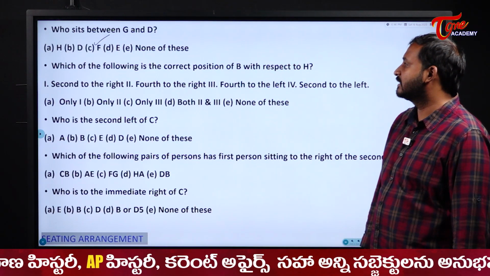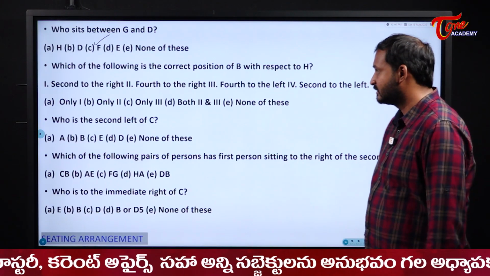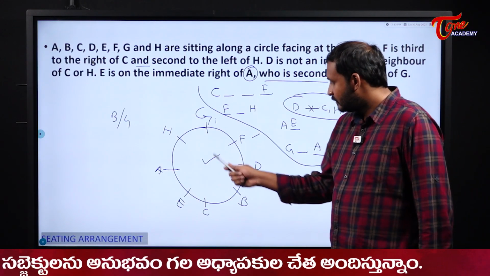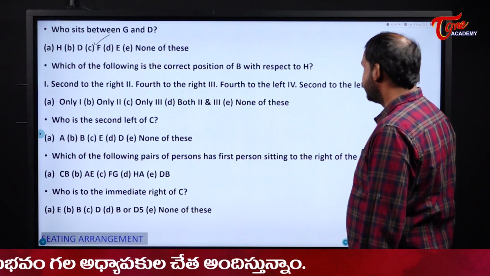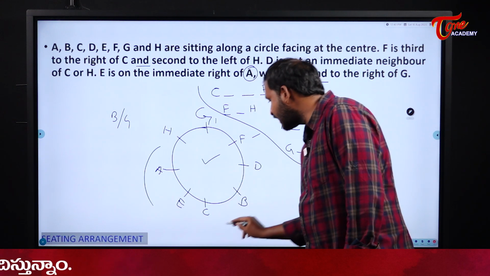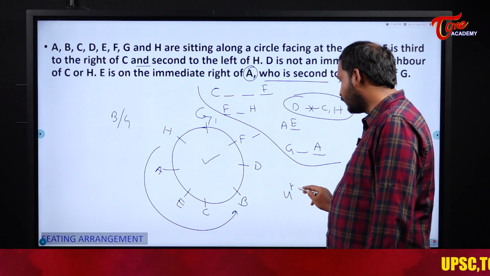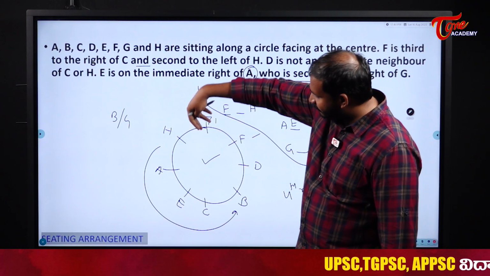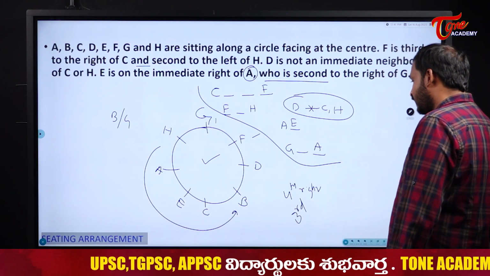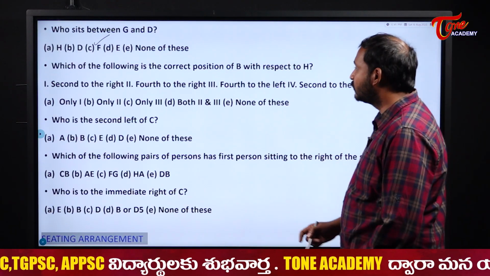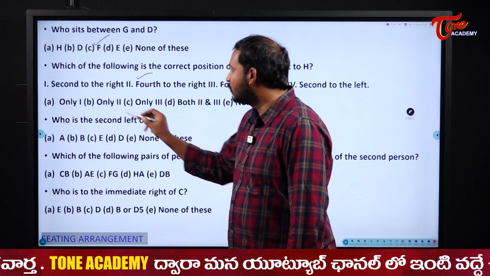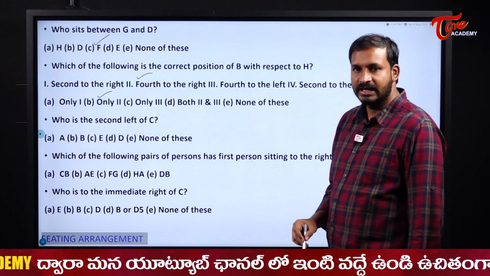Which one of the following is the correct position of B with respect to H? Position of B with respect to H. If you see in the rightward direction, it will be fourth to the right. If you see towards the left, it will be third. Fourth to right of H and third to left of H. Fourth to right, yes, this is correct. Fourth to left, that is not. Second to left, that is not. So here our answer becomes only 2 is the correct one.